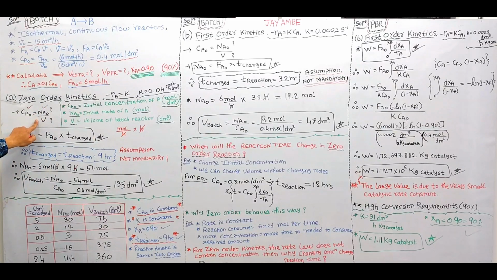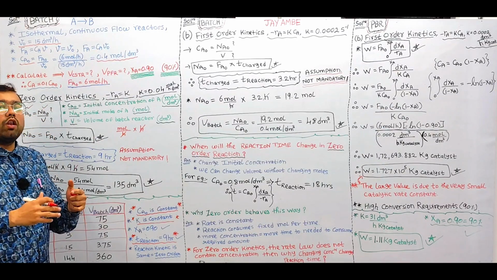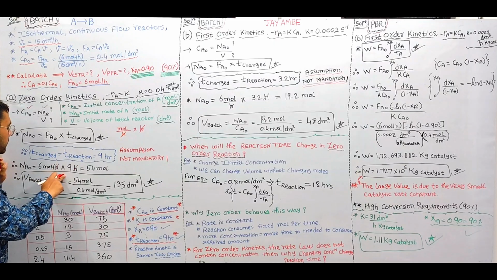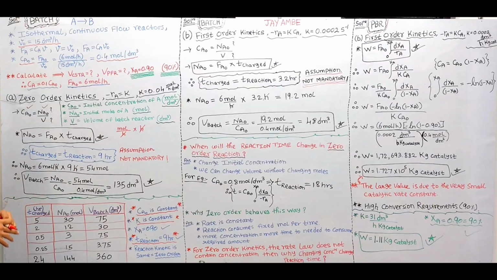But there is one still unknown, which is V. V represents the volume of the batch reactor, right? So by rearranging, we make the volume of the batch reactor the subject, and we get this form of the equation: the volume of the batch reactor is equal to the ratio of the initial number of moles to the initial concentration present in the reaction environment.